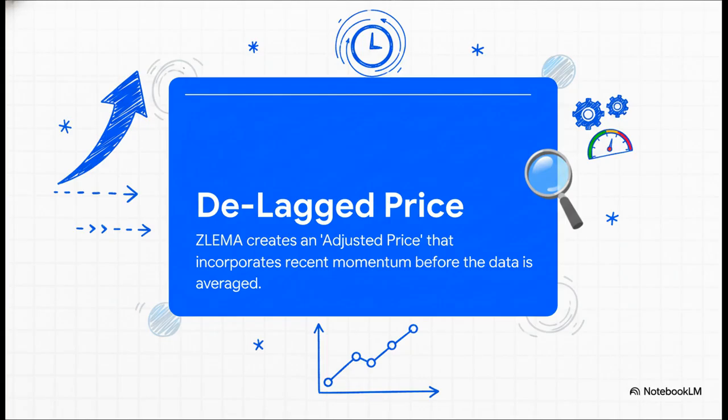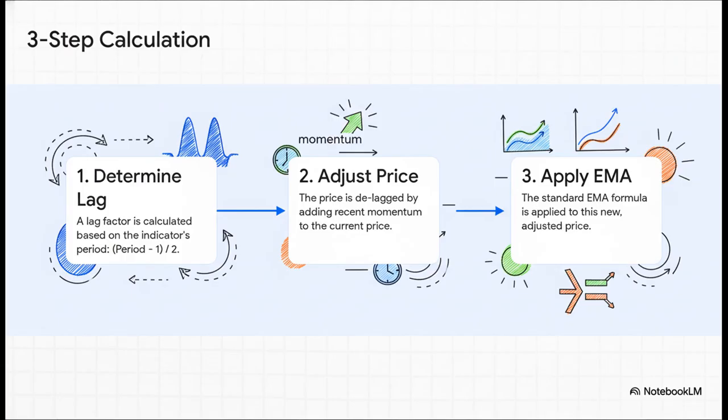And this new price point has recent momentum baked right into it. This makes the data feel way more forward-looking before it even gets put into the average. It actually happens in 3 pretty straightforward steps.